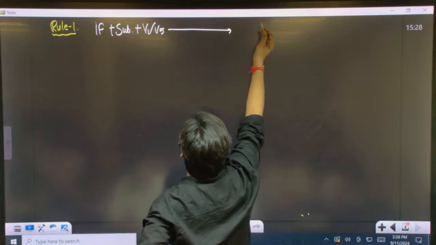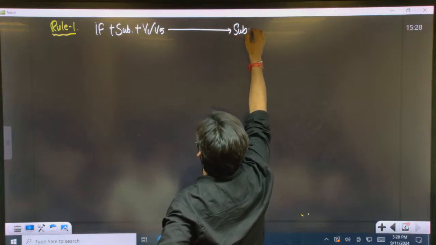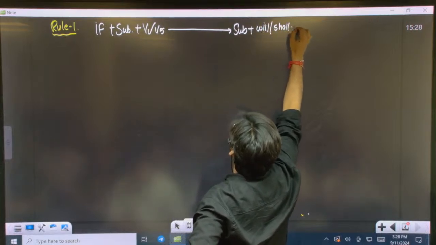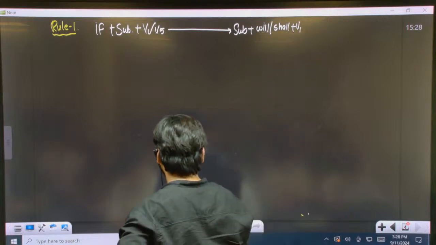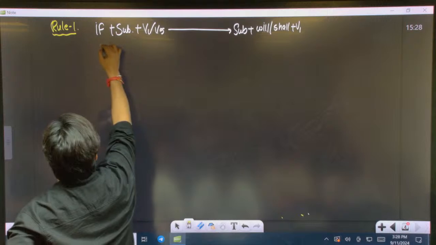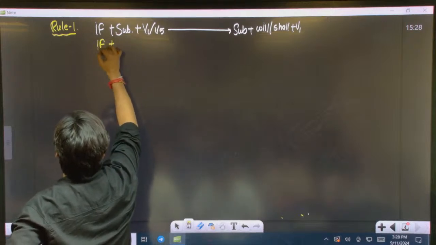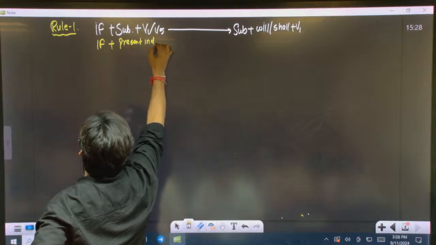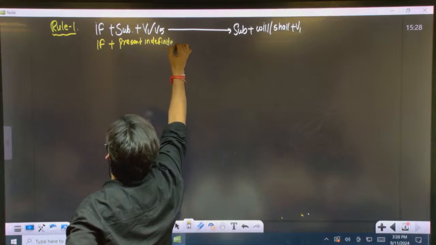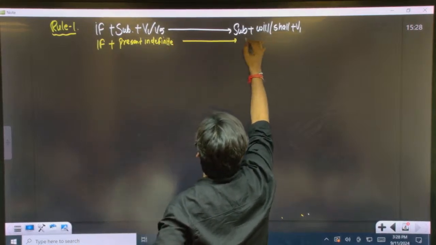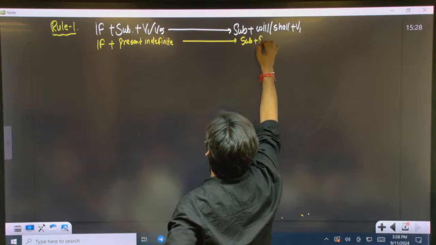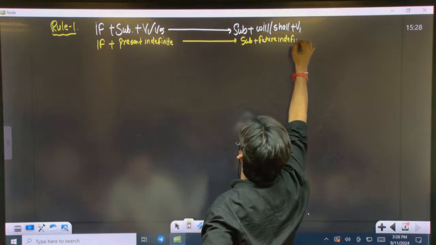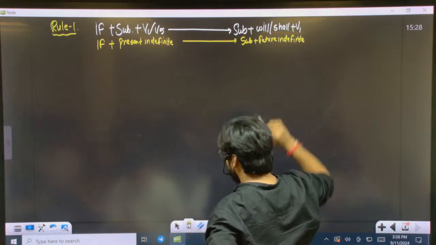But in the main clause, you will use your subject, then will or shall can be used with V1. I can write down this structure like this: if, then present indefinite tense, and in the next, subject plus future indefinite tense can be used.